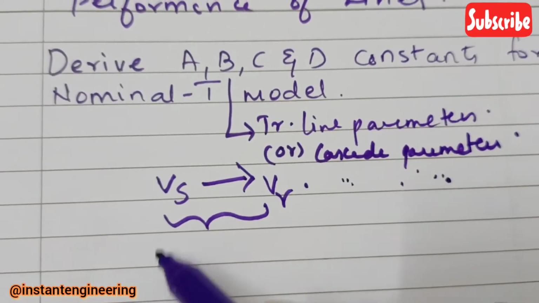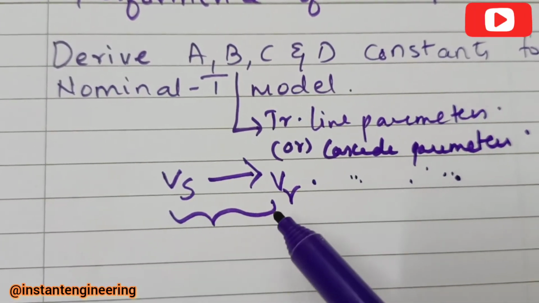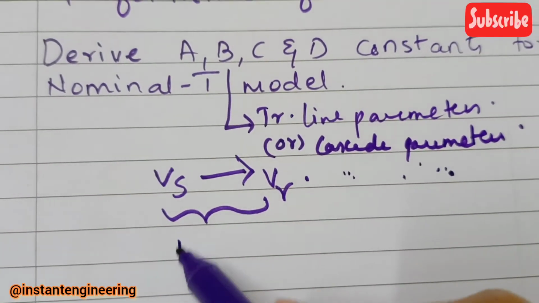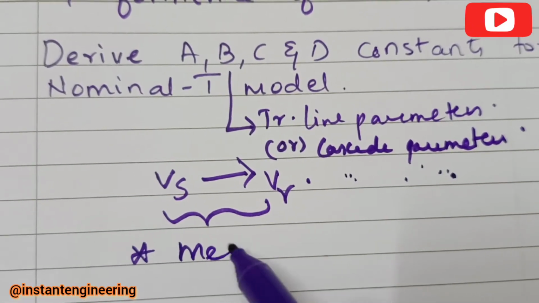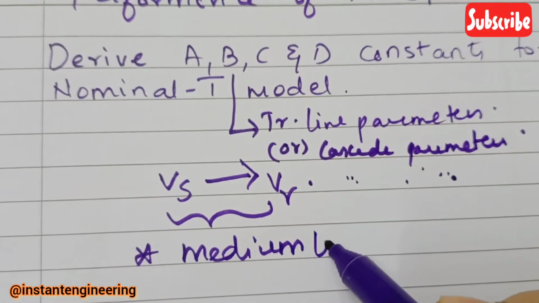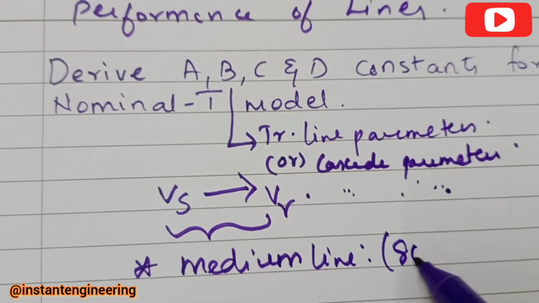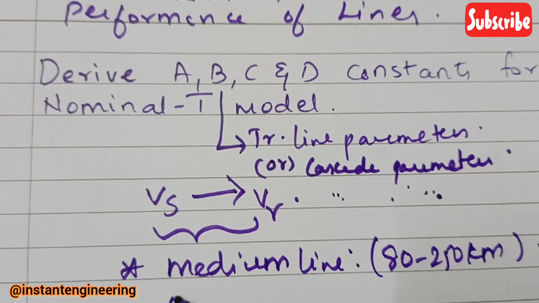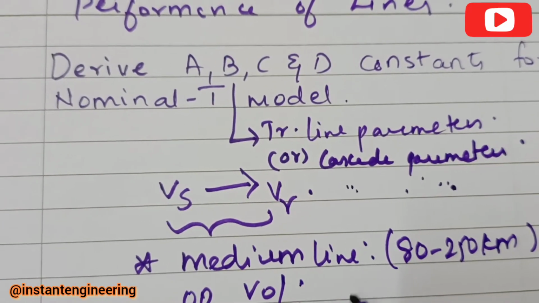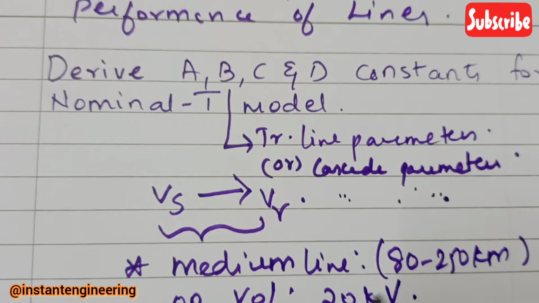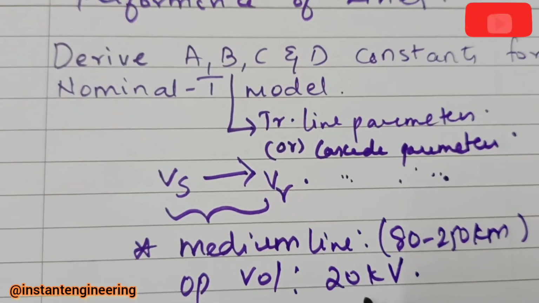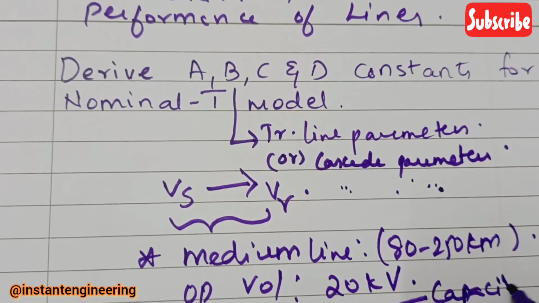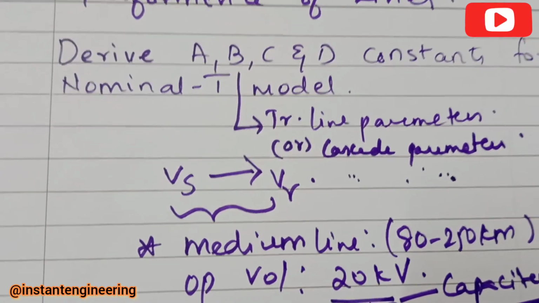Generally we have short transmission lines, medium transmission lines and long transmission lines, right? This ABCD is used, and this is one important point, in medium transmission lines. Medium means 80 to 250 kilometers range, and their operating voltage will be 20 kilovolts. Because the operating voltage is more and there should be no losses, we will be using capacitance in these circuits. Remember this point, capacitance is used.